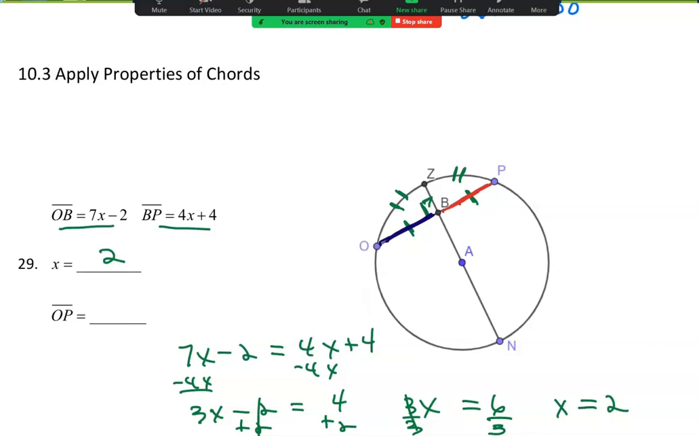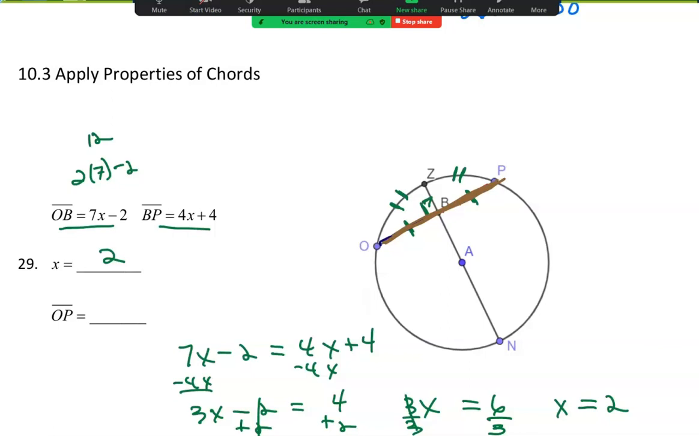Now they want the length of OP. Be very careful. OP is this whole piece. It's not half of it, it's the whole thing. So why don't I plug in my 2? I can plug it in where I have OB.